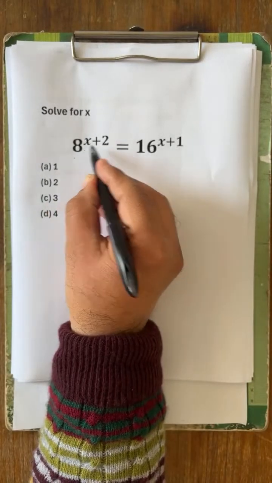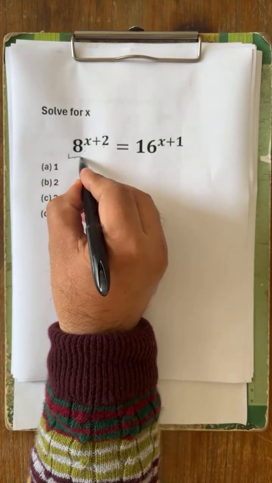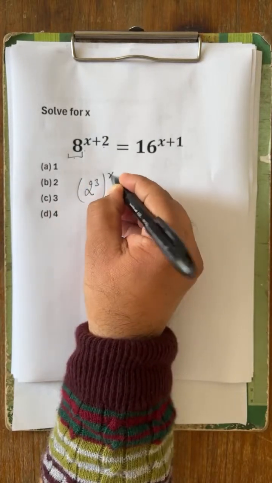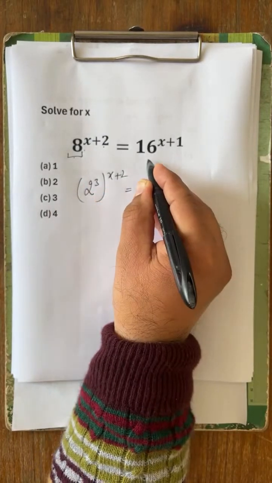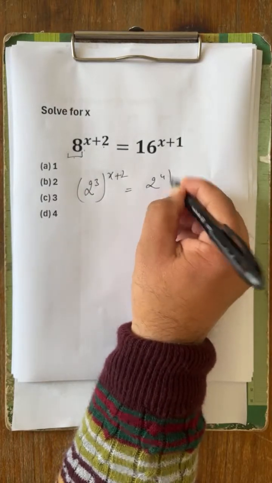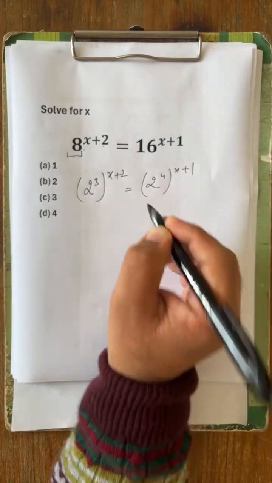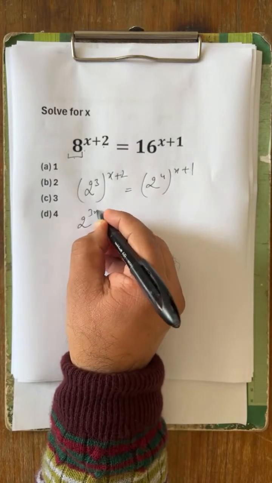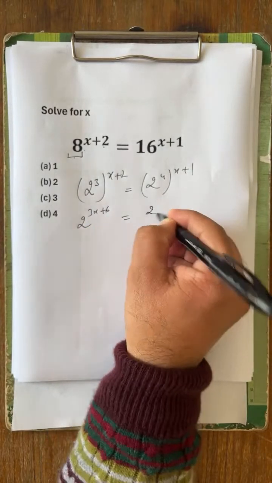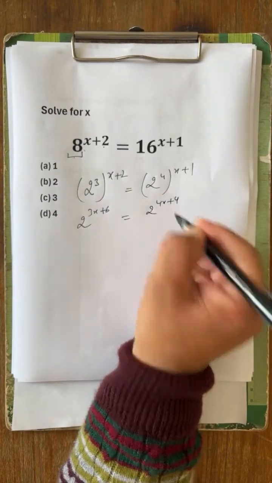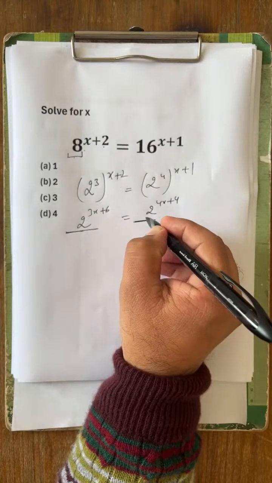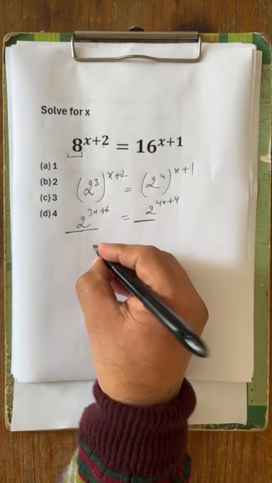Now 8 power x plus 2. 8 can be written as 2 power 3, whole power x plus 2. 16 can be written as 2 power 4, whole power x plus 1. Now this can be further written as 2 power 3x plus 6 is equal to 2 power 4x plus 4. Now as the base is the same, the exponents will be the same.